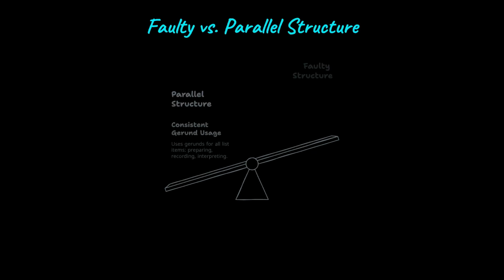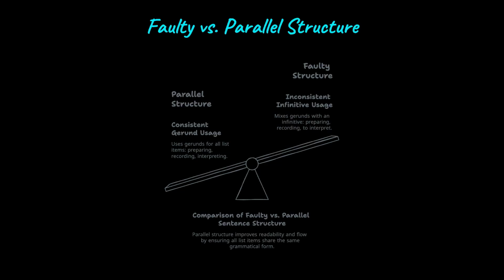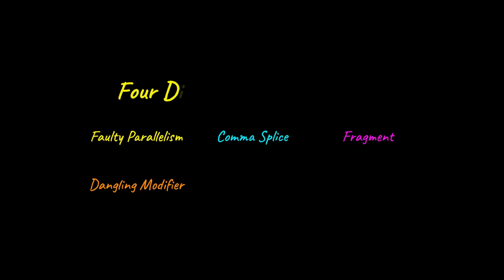Here is the classic error in action: "preparing samples, recording data, and to interpret results" breaks parallelism because the first two items are gerunds and the third is an infinitive. Swapping in "interpreting results" brings all three into the same grammatical form and restores the rhythm.